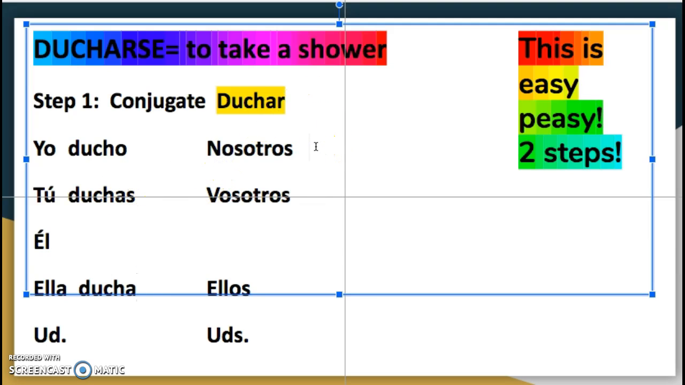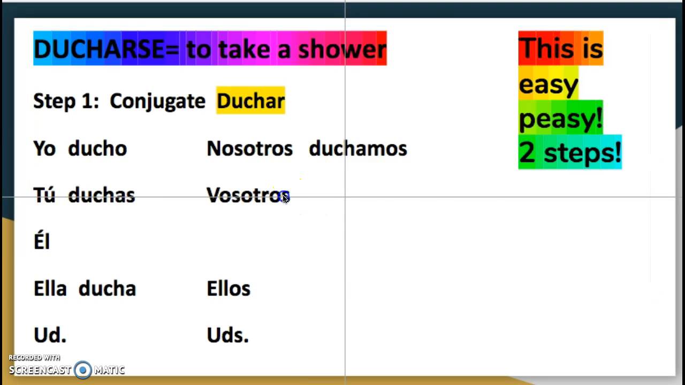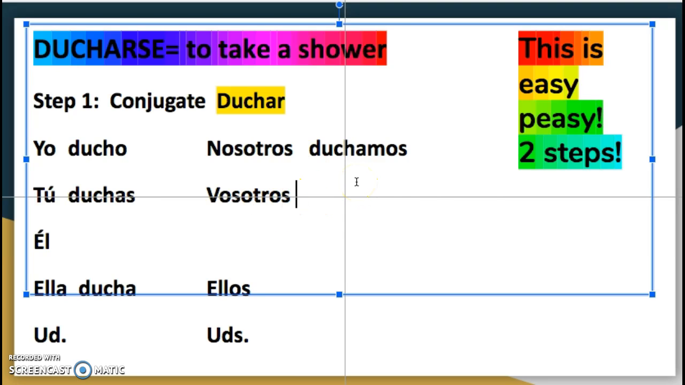Nosotros, for AR verbs, ends in AMOS. Right, so duchamos. Vosotros, AR verbs, ducháis. And ellos and ustedes also share. For AR verbs, the ending is, yep, AN. Perfect. You probably hear my cat Judy in the background rustling around.